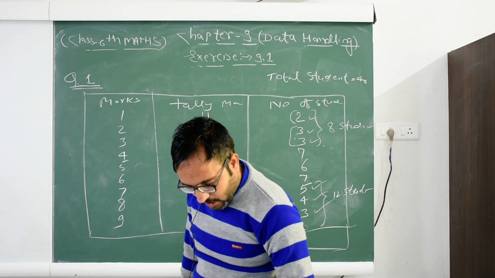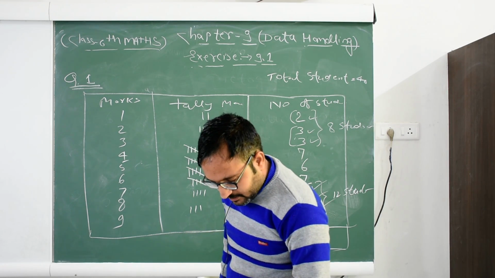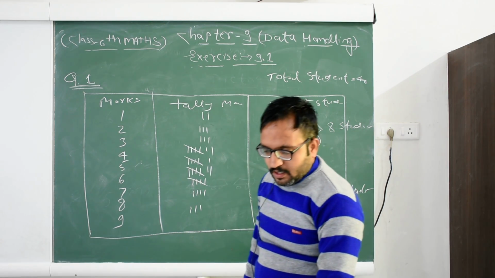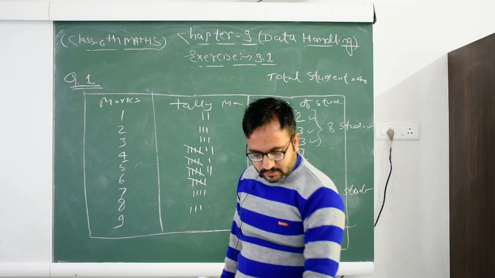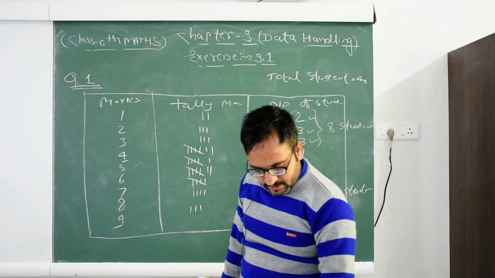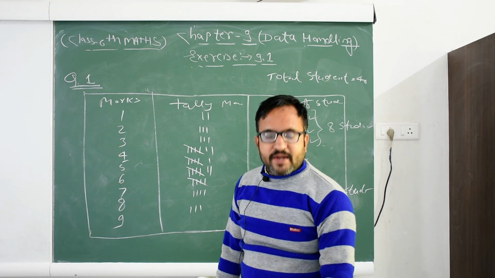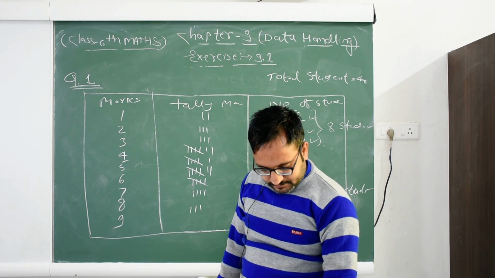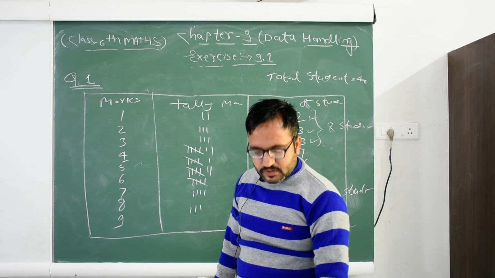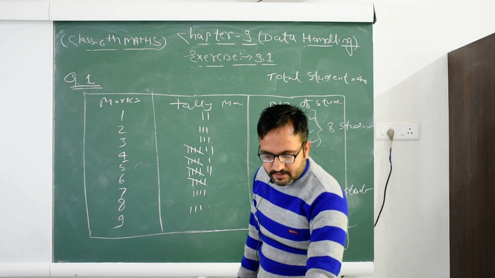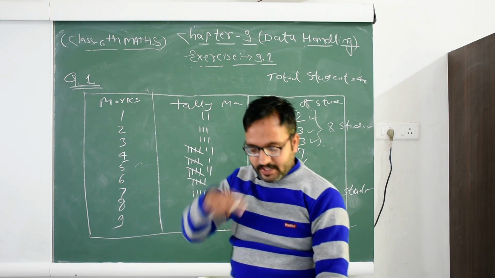Okay, now how many more tractors does C have compared to B? Now we compare villages B and C. So in village B we have 5 tractors and C has 7 tractors. So village C has more tractors as compared to B.